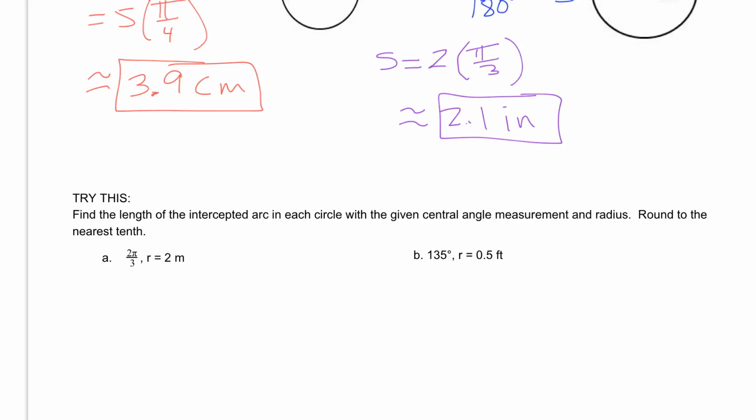If you did letter A correctly, you should have gotten about 4.2 meters. And if you did letter B correctly, you should have had about 1.2 feet. Let me know if you have any questions.